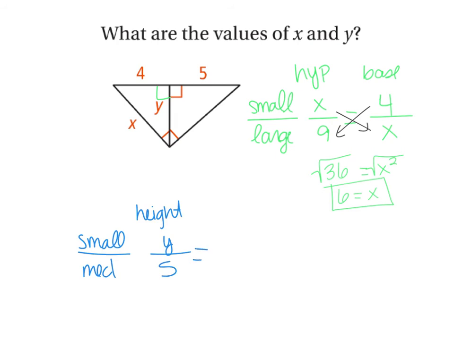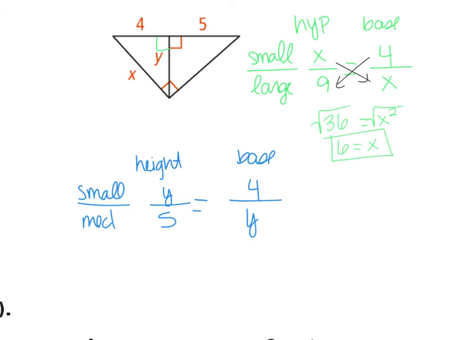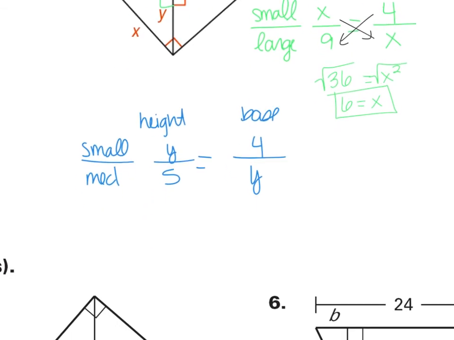Okay, so they gave us the height. What else do they give us in the small triangle? Again, they give us the base. So the base of the small triangle, we're talking about bases now. So the base of the small is 4. What's the base of the medium? Base of the medium is y. Okay, so now let's multiply. So that would give us y squared equals 4 times 5 is 20.